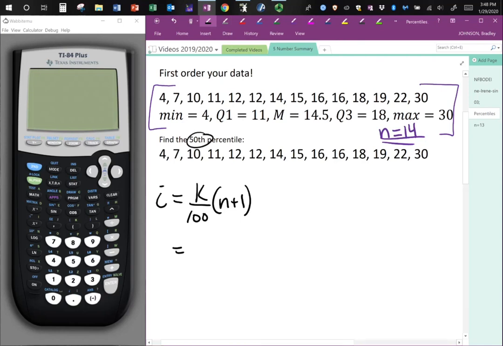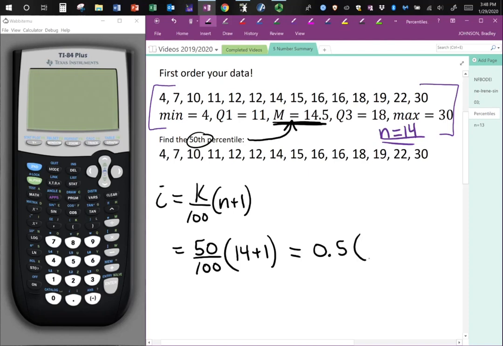This question asked for the 50th percentile. Now recall, the 50th percentile is equivalent to the median. 50th percentile, median, right in the middle. Imagine a 50-50 split. So for the 50th percentile, K will really be 50. N is 14 from before, add 1, and we have to solve this. So 0.5 times 14 plus 1, which is 15. So what is 0.5 times 15? Enter. 7.5.